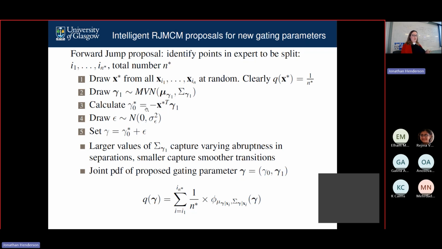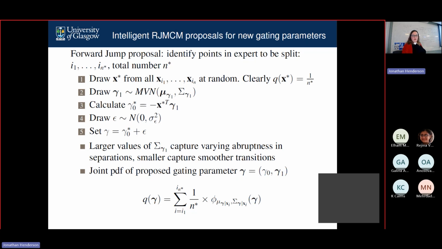Then you just mechanically calculate the implied intercept on the basis of that proposed slope parameter, and perturb it slightly by adding a little bit of noise. We know what the noise is for that. The larger we set the covariance parameter for our proposal, the more potential there is for really sharp slopes, so really sharp cuts between the different experts. Smaller values will allow for smoother transitions. So you have to play with this a little bit.